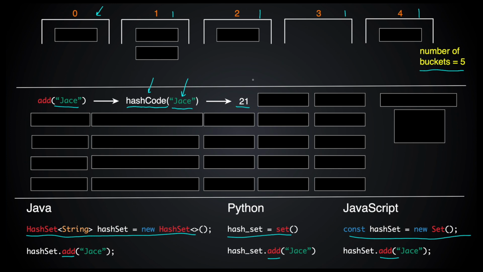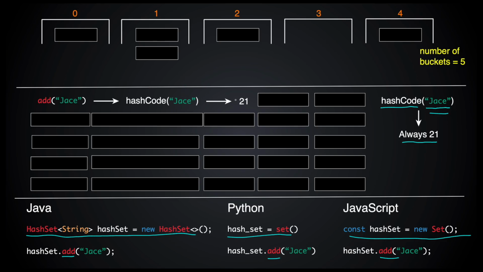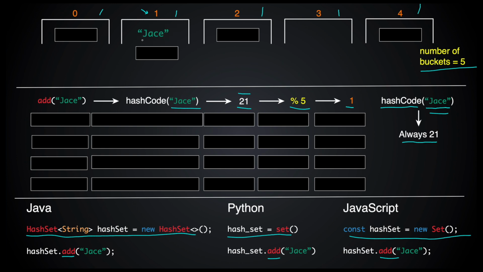What is important, however, is that when we call the same hashcode function on the same string Jace, it will always return the same number 21, and it cannot return different numbers, for example 35, for the same string Jace. Now our hash set will use this number to understand in what bucket it should put the string Jace. In order to do it, it will take the remainder of this number divided by the number of buckets, in our case by 5. It will receive some number, in our case number 1, and in the bucket number 1, it will put the name Jace.